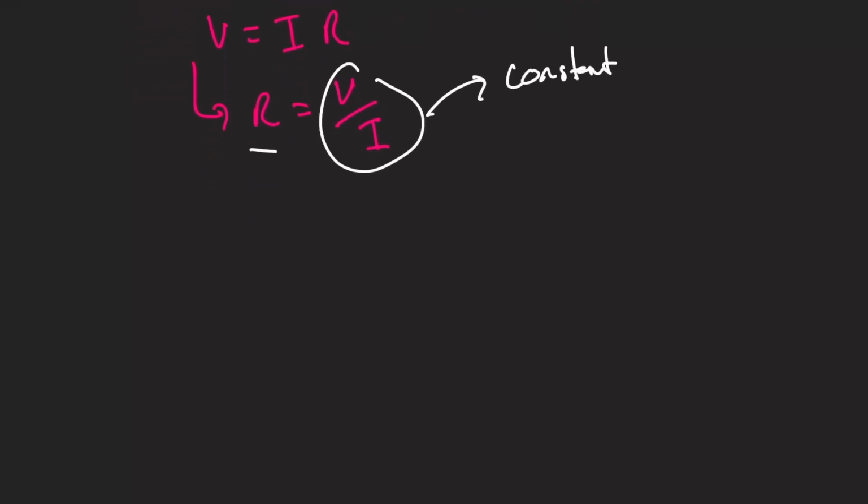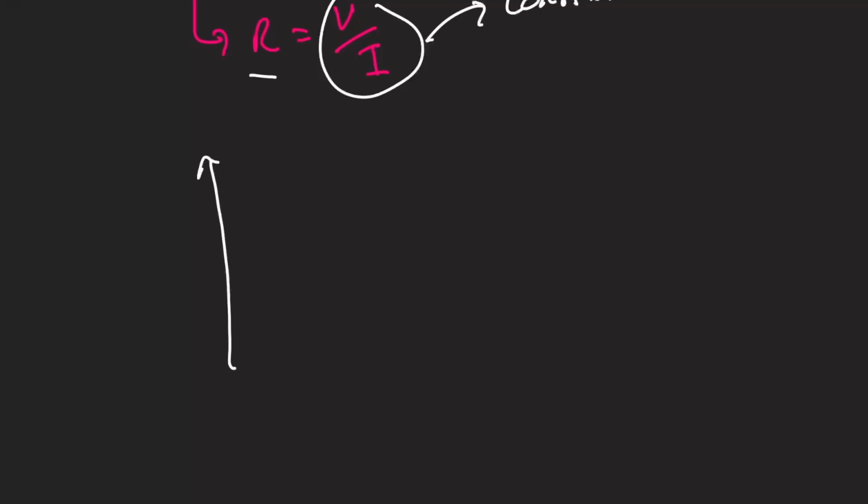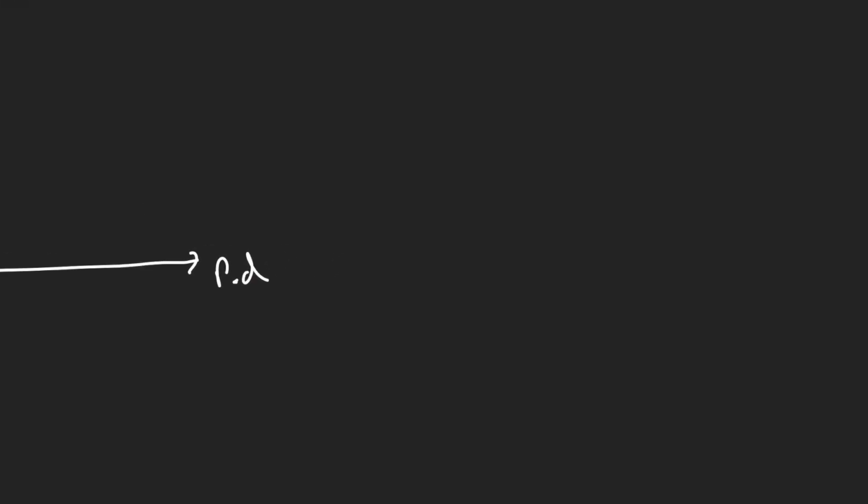Okay, that's fine, but you're probably thinking that's a pretty abstract concept at this point. So what does this actually mean to us if V over I is constant? Well, one thing we can do to make this a bit clearer is to plot a graph. We can draw our graph of current against potential difference, with current on the y-axis and potential difference on the x-axis. Let's go through experimentally how we would get the results to draw a graph like this. How do we collect that kind of data?